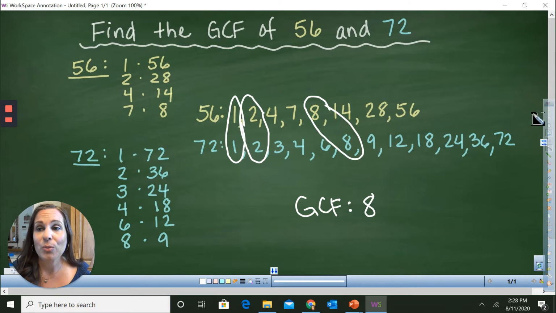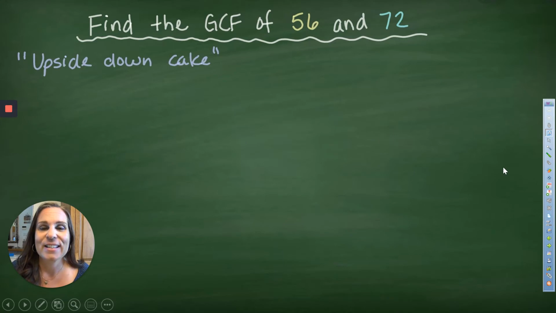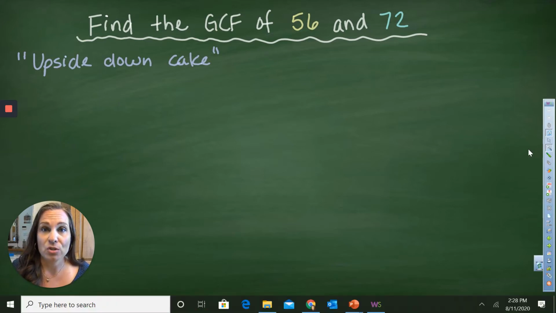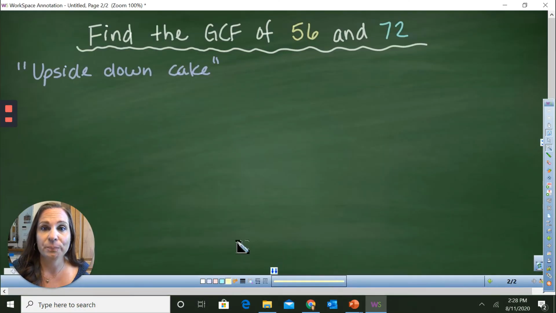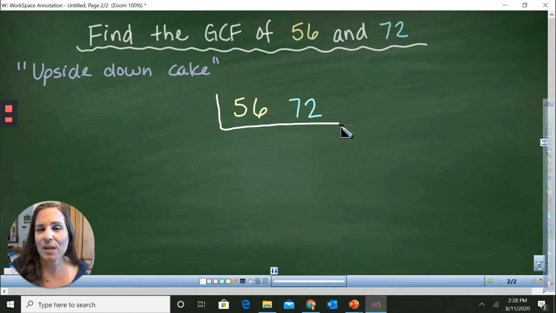Now I'm going to show you the upside down birthday cake method. I'm going to find the GCF of the same two numbers so that you can see both methods with the same pair of numbers. So I'm going to write my two numbers, 56 and 72, side by side. And then I'm going to have what sort of looks like the division house that you draw, but it's upside down. And I want to think of any number that goes into 56 and 72.